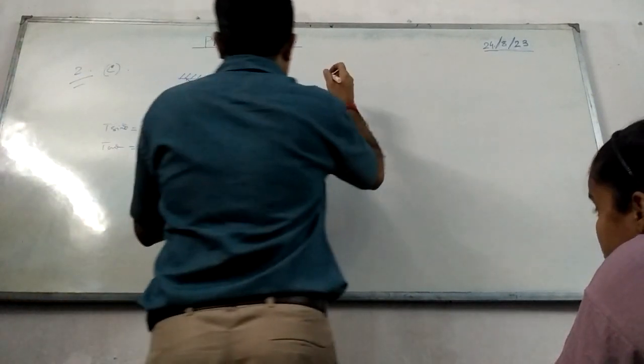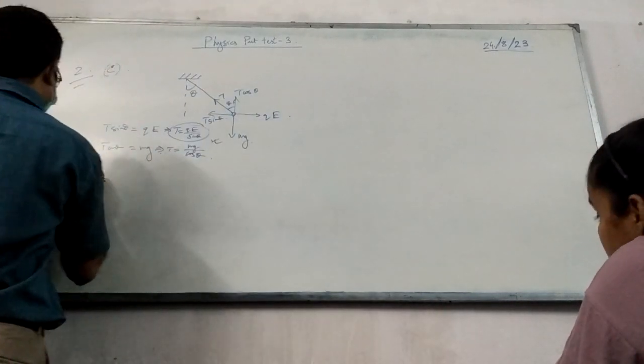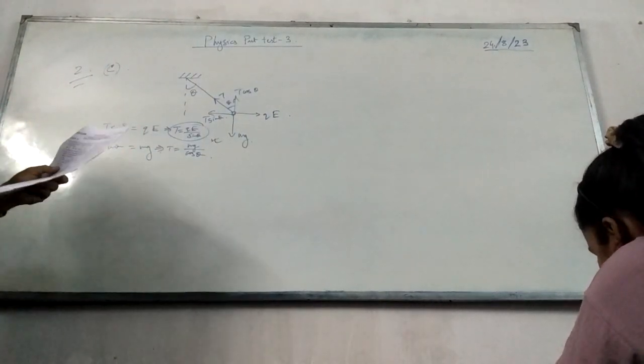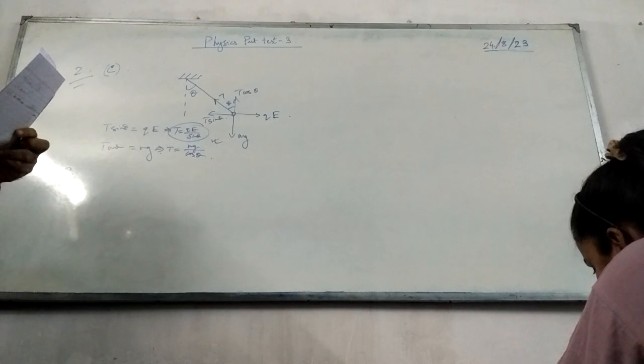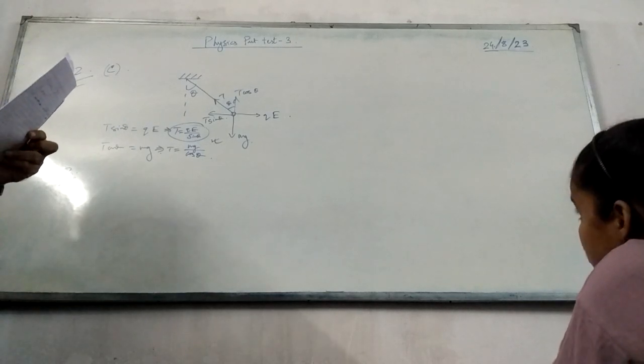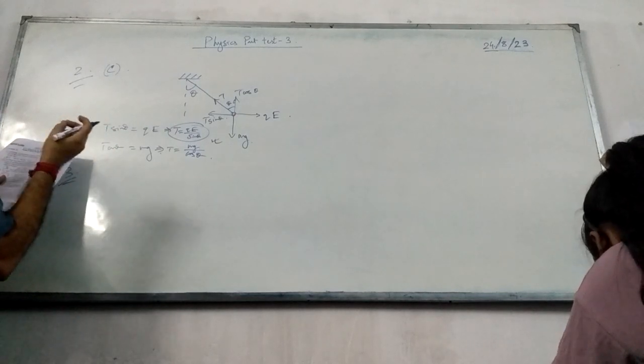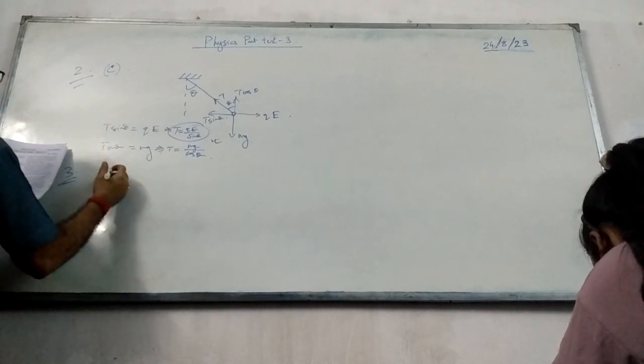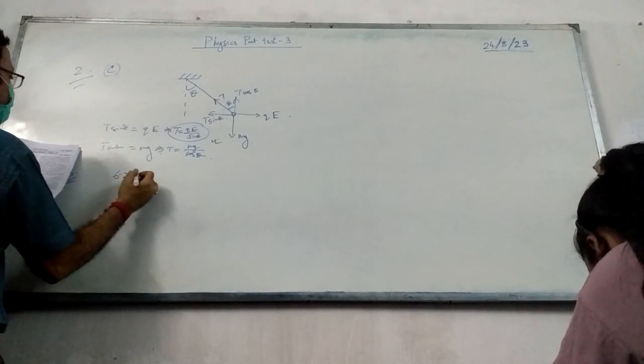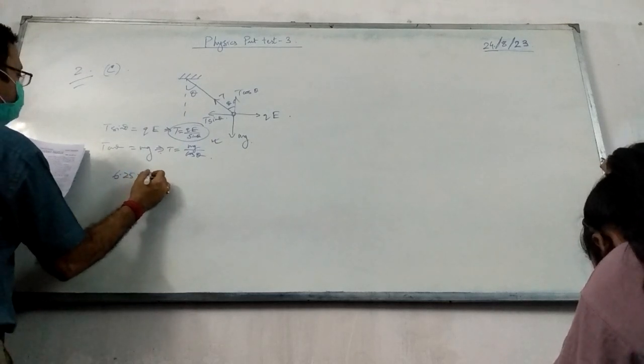Okay. Question number 3, what does it say? This is actually a memory based question because if we go to derive it in class, then in the exam time we will run out of time. It says the number of electrons for 1 coulomb of charge. How many electrons are there in 1 coulomb of charge? So you need to remember this value. 6.25 into 10 to the power 18.